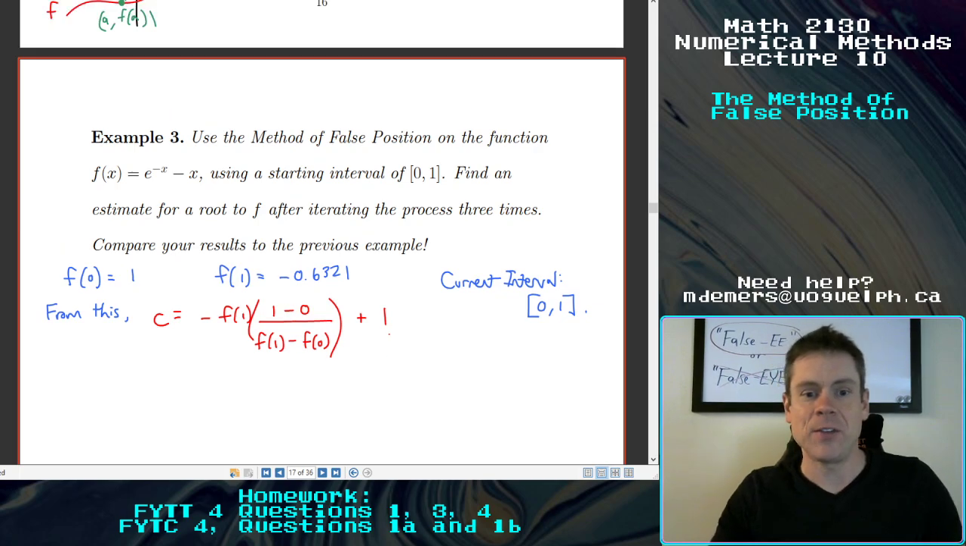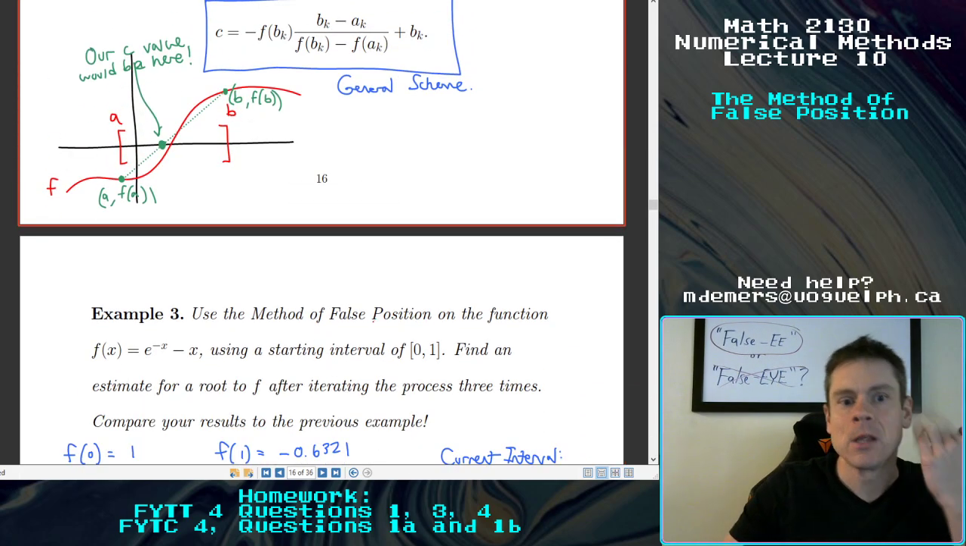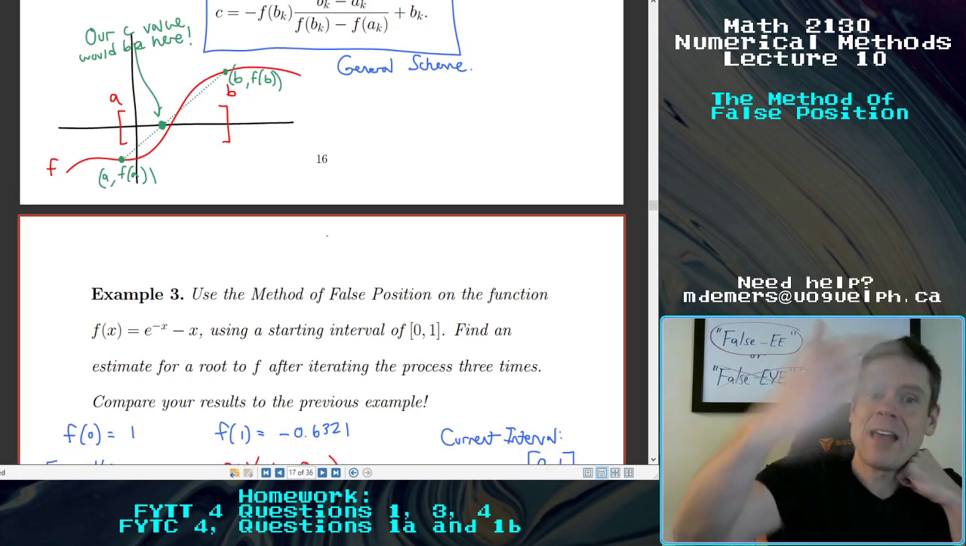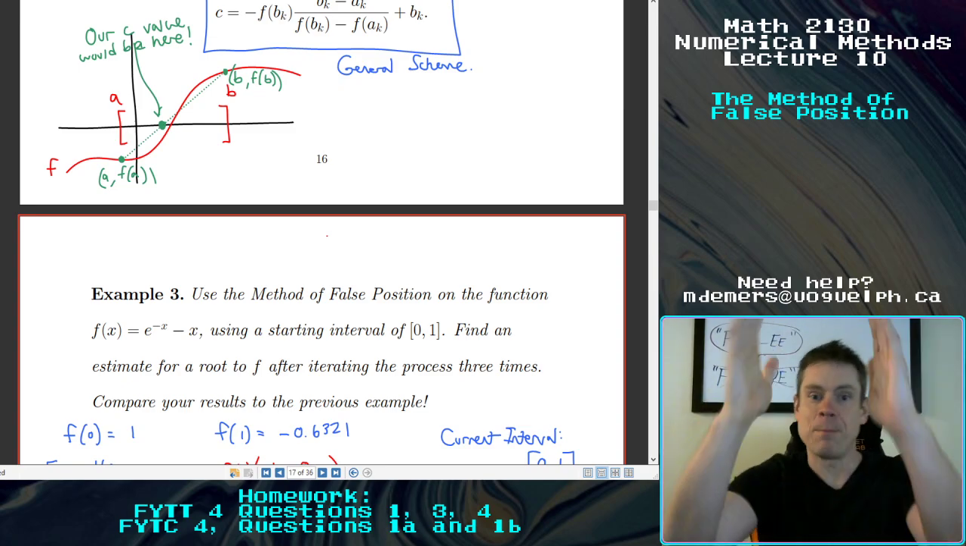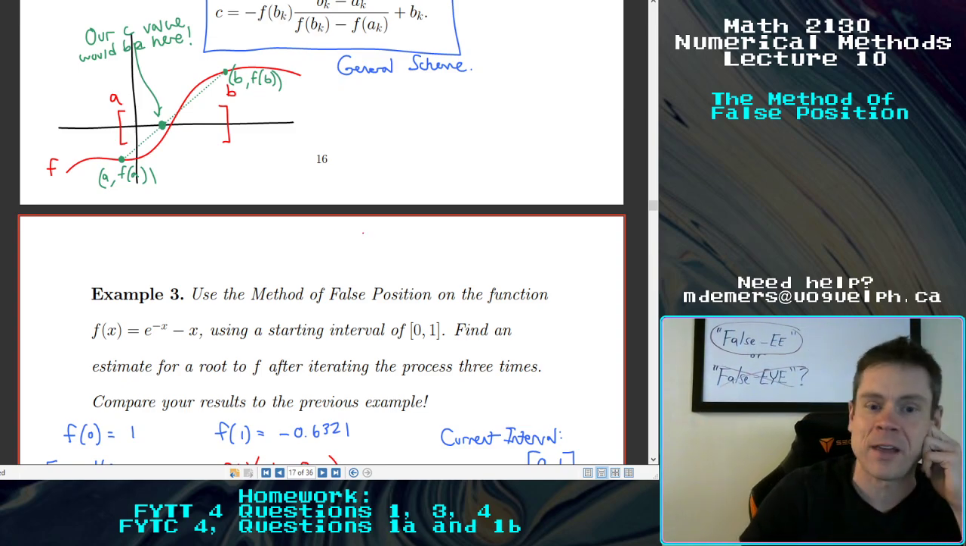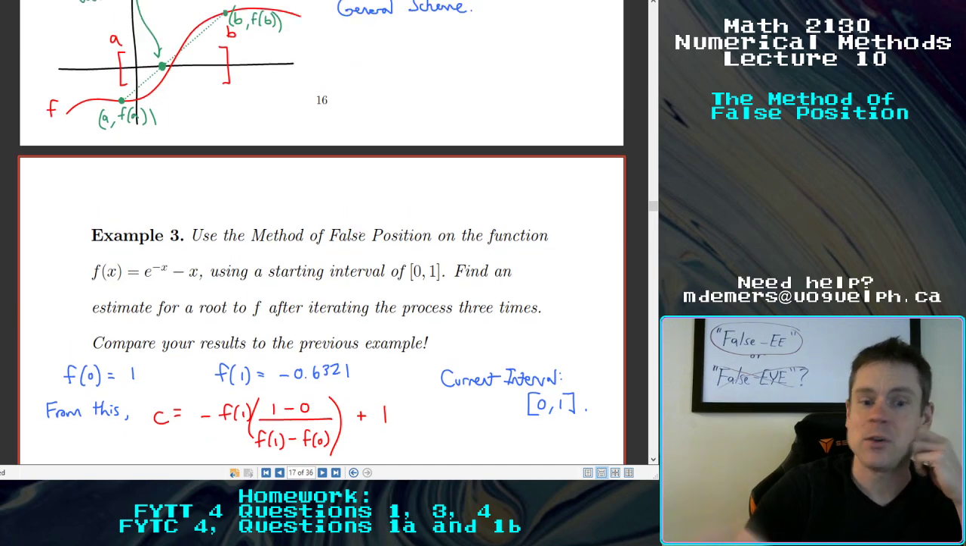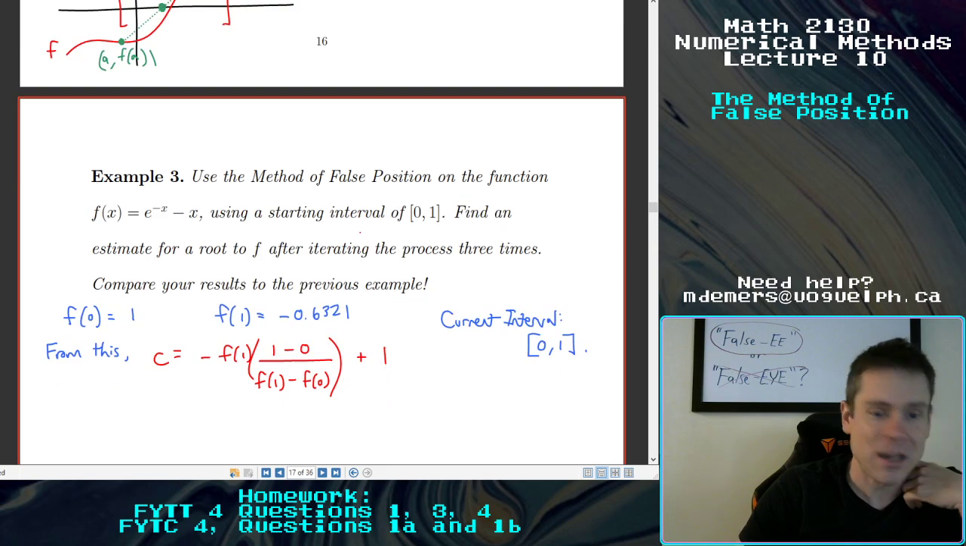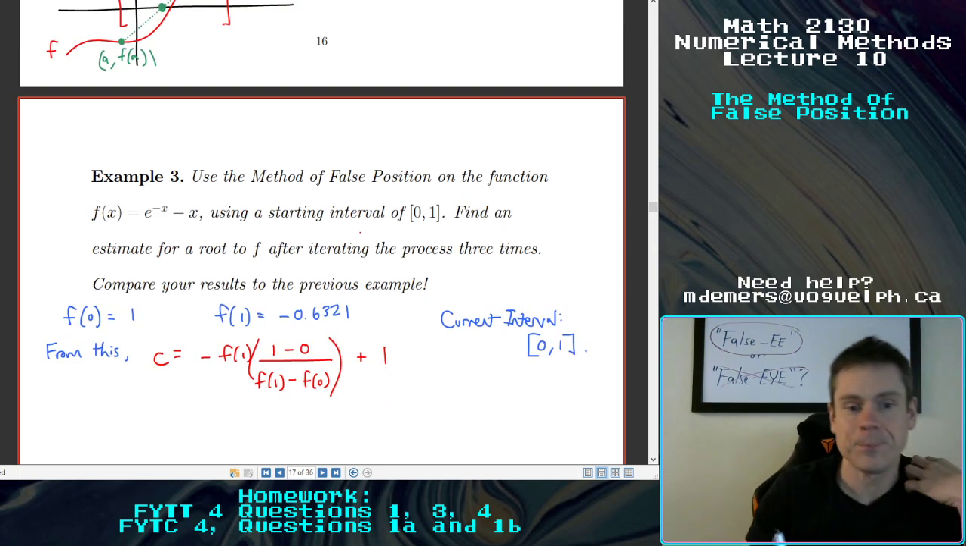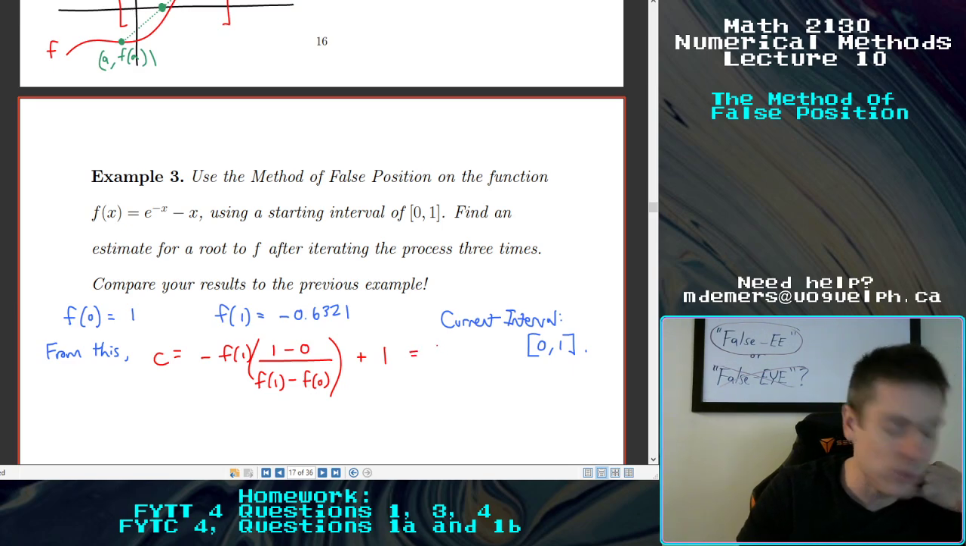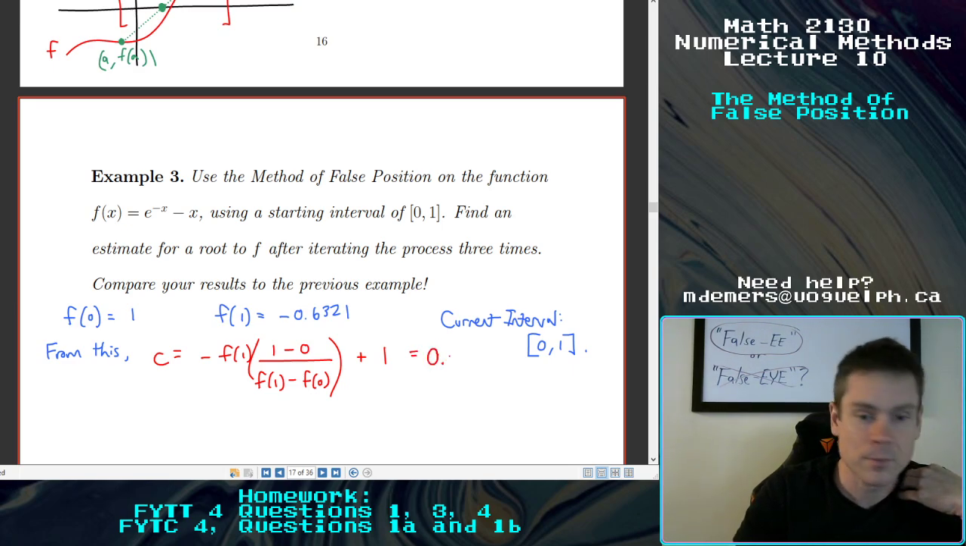So let's verify that this all lines up okay. We have that c is equal to minus f of b, and then b minus a over f of b minus f of a, and then we add b. So you can see that this follows the same structure right there. Then it just comes down to, can you evaluate this darn thing? And if you do, it works out to 0.6127.